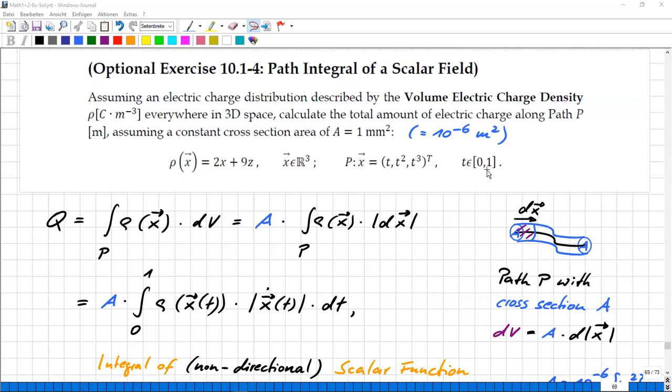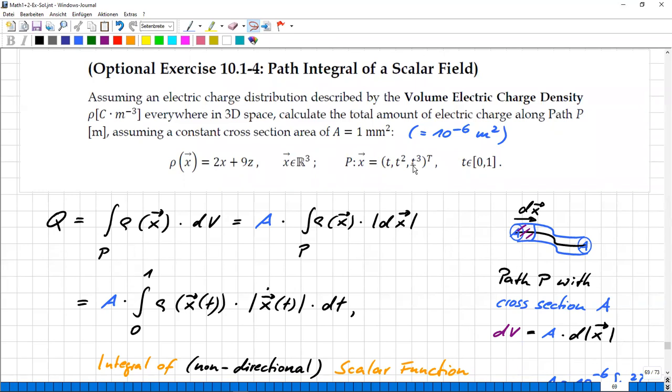Now, we have a certain problem. We want to calculate the total amount of electric charge along this path, which is, as you know, a one-dimensional object. And on the other hand, we have a spatial volume charge density in the unit coulomb per cubic meter. So how do we bring this together? Well, it makes sense to assume there's a certain piece of plastic bent exactly along this path. And this contains some electric charge. So you could say it is electrostatically charged.